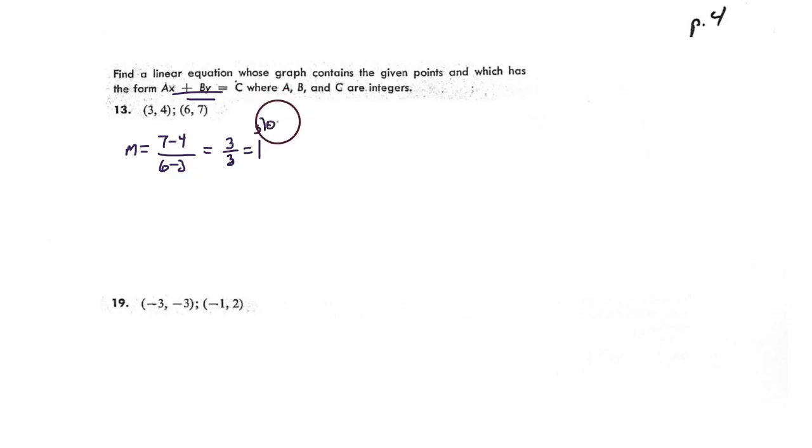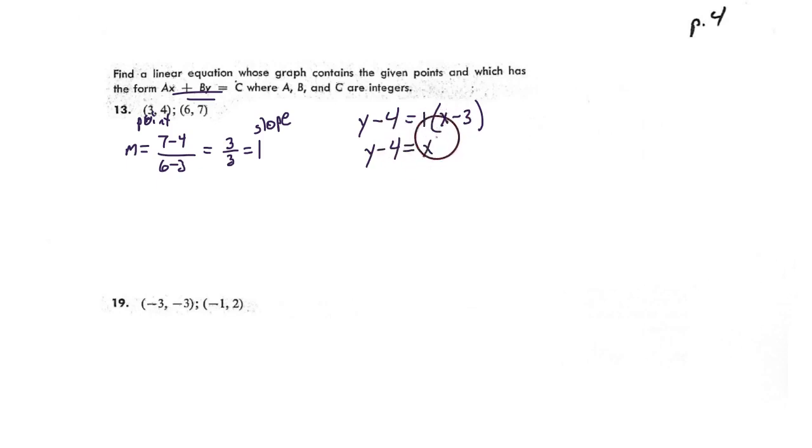We have the slope, and we have a point that's on our line. So just like last time, we're going to use the point-slope form. Y minus 4 equals 1, and then x minus 3. This is not the right format because it wants standard form. So let's do the distributive property like we did before.